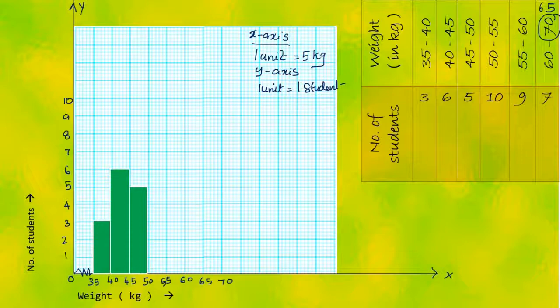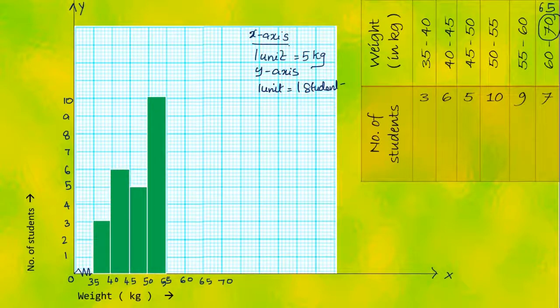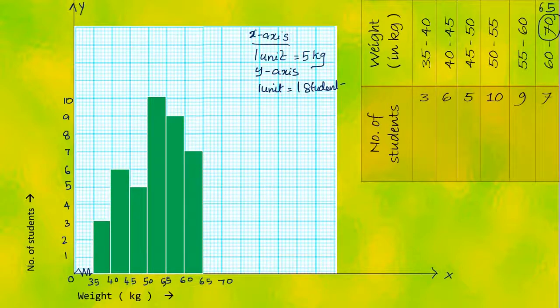Then 50 to 55, it is having the greatest frequency, it is 10. Yeah, we have drawn that greatest rectangle. Then next one is 55 to 60, it is 9. And what about the last one? 60 to 65, it is 7. So here is the histogram which represents the number of students corresponding to their own weight.